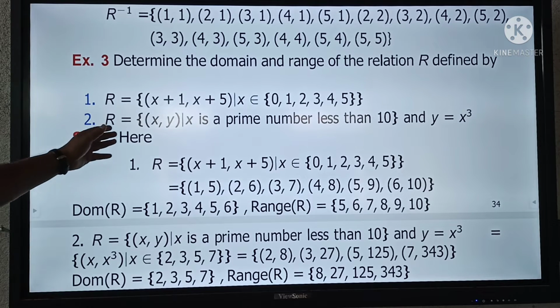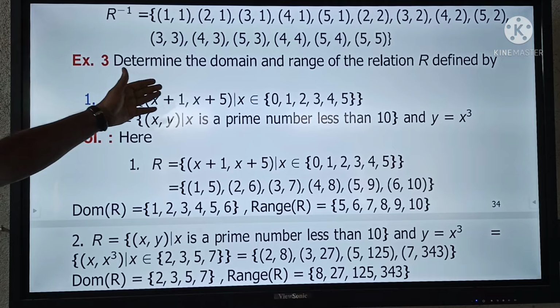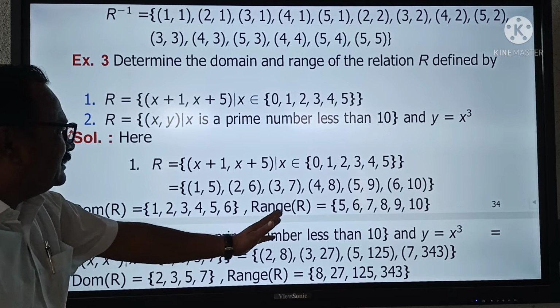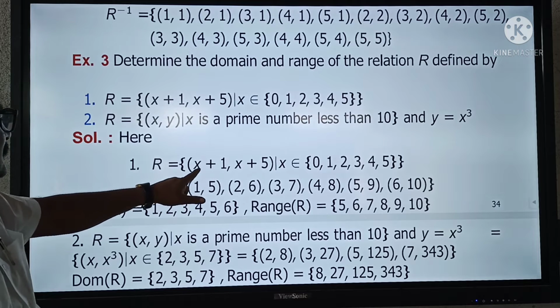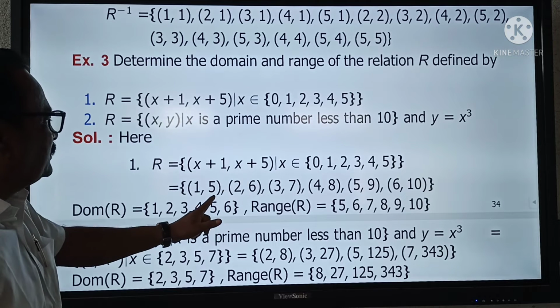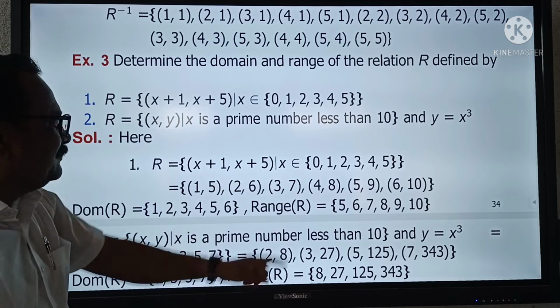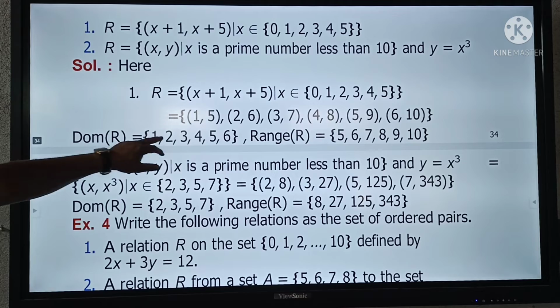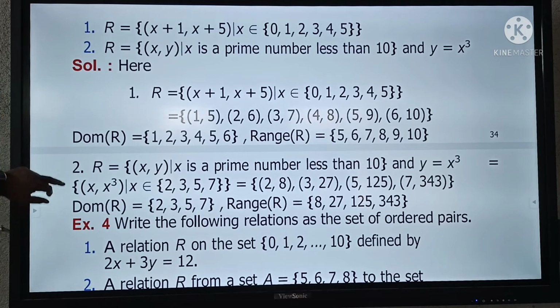So just to determine the domain and range, from this we can write the domain and range. We can write: if x is 0, then we get (1, 5). If x is 1, then we get (2, 6). If x is 3, then we get (4, 6). In this way. So we know what domain means and what range means.